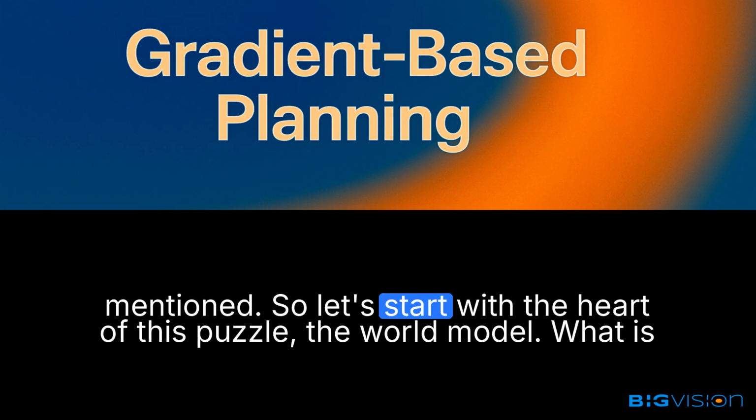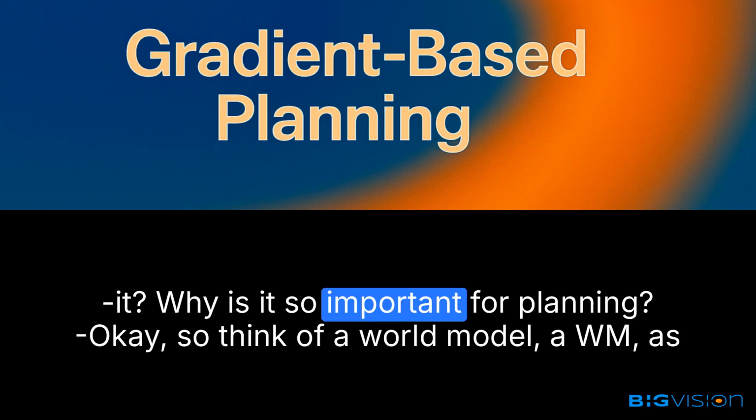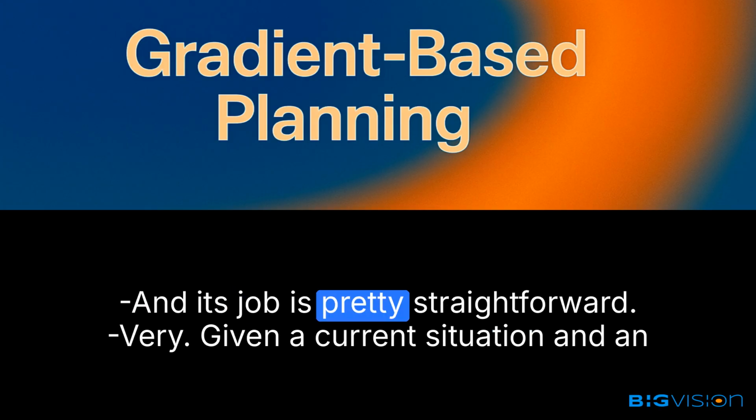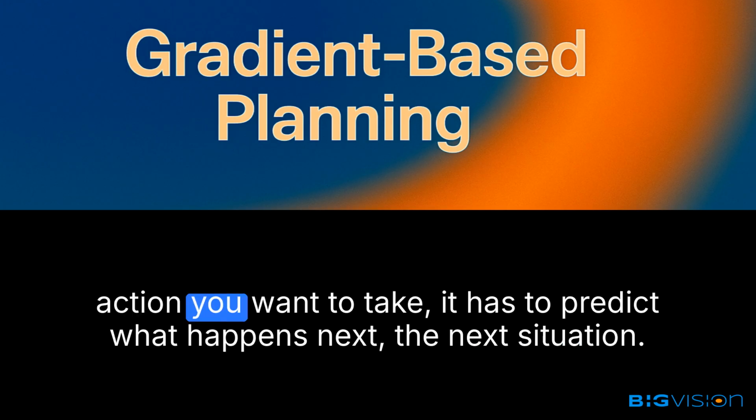So let's start with the heart of this puzzle. The world model. What is it? Why is it so important for planning? Okay, so think of a world model, a WM, as the agent's internal physics engine. It's like its own little simulator of reality. And its job is pretty straightforward. Very. Given a current situation and an action you want to take, it has to predict what happens next, the next situation.